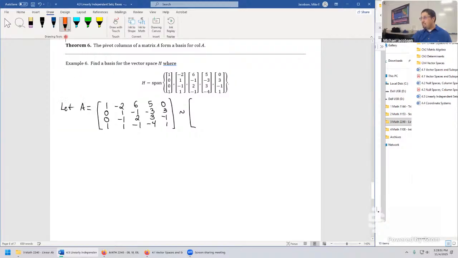So we have a pivot here. That means we'll take that vector. Let's eliminate the entry below that one. So a lot of copying to start. 1, -2, 6, 5, 0. 0, 1, -1, -3, 3. 0, -1, 2, 3, -1.